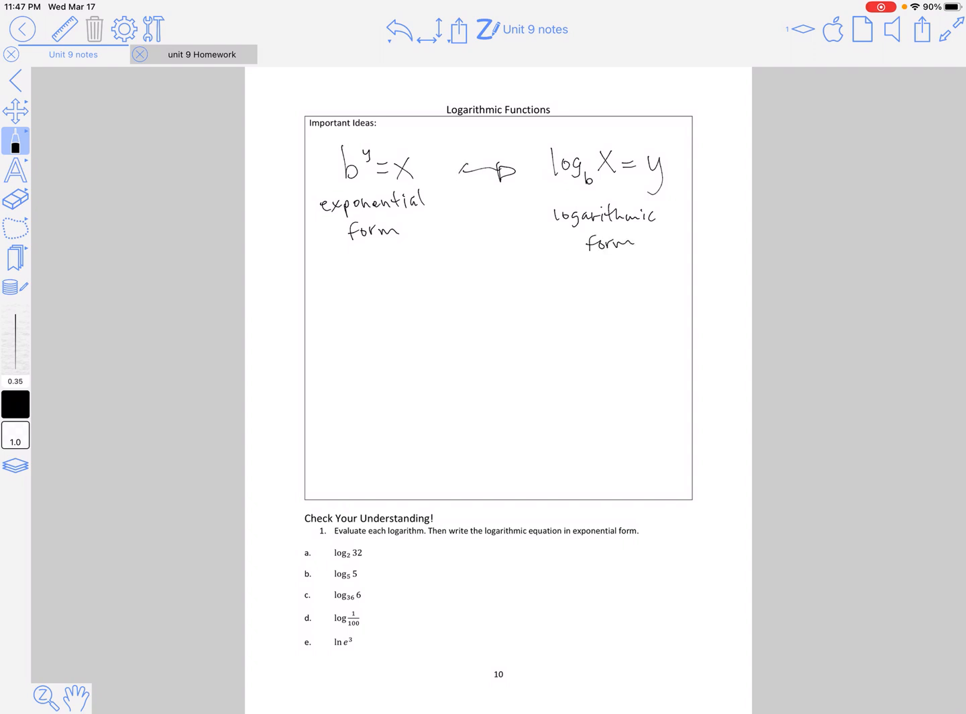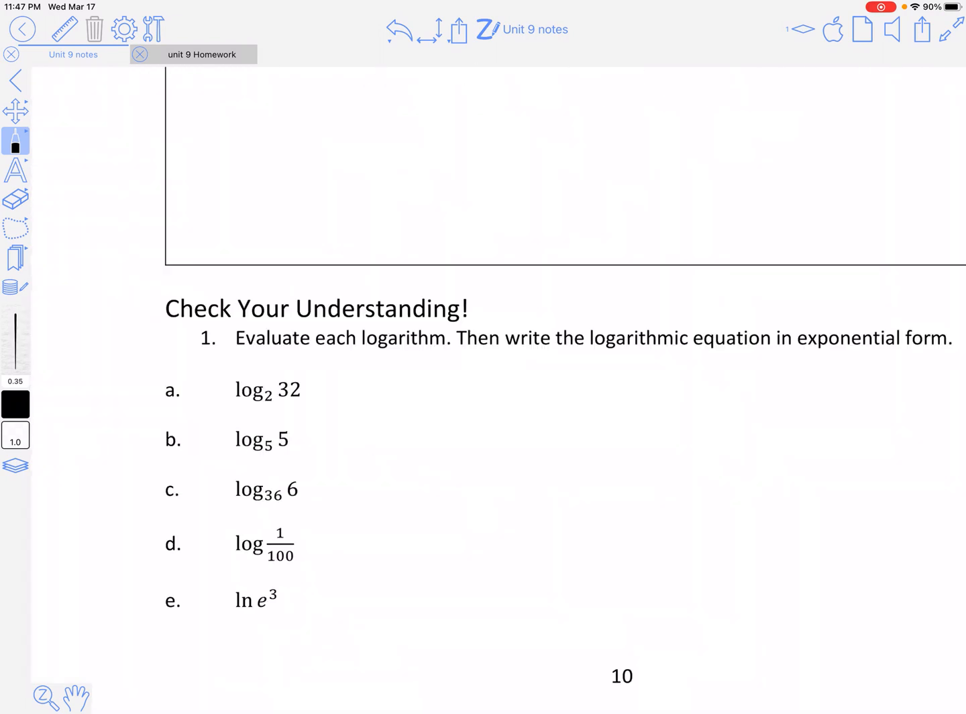And you can see how they relate. And you can move back and forth between these. So let's look at one down here real quick. The base is 2, right? If we change this to, actually let's first do the answer real quick.